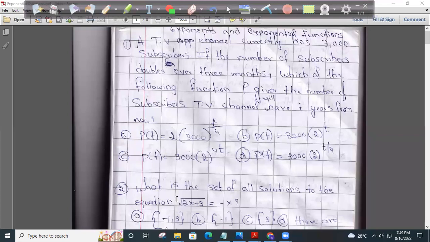Option A is P of T is equal to 2 into 3000 to the power of T by 4. Option B is P of T is equal to 3000 into 2 power T. Option C is P of T is equal to 3000 into 2 power 4T. Option D is P of T equal to 3000 into 2 to the power of T by 4.